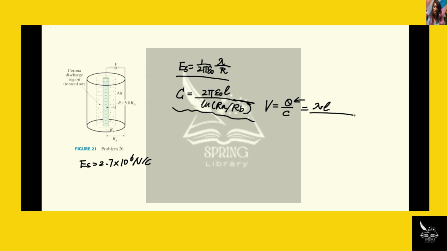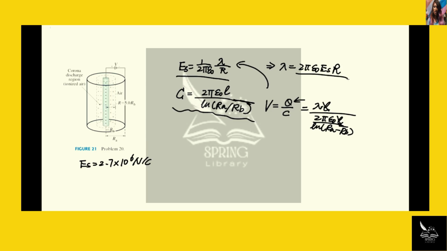So what we really need here is to know what lambda is, because the L will cancel. And we can find lambda from the electric field equation, which tells us lambda equals E_S times R times 2 pi epsilon.